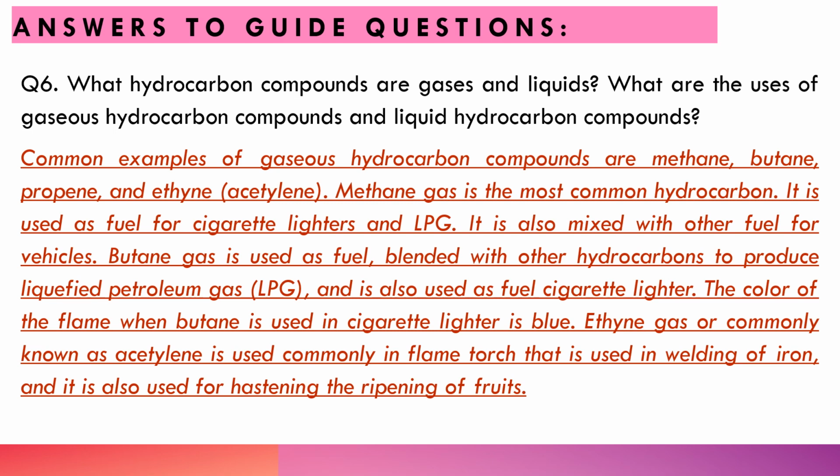Butane gas is used as fuel, blended with other hydrocarbons to produce liquefied petroleum gas, and is also used as fuel in cigarette lighters. The color of the flame when butane is used in a cigarette lighter is blue. Ethyne gas, or commonly known as acetylene, is used commonly in flame torches used in welding of iron, and it is also used for hastening the ripening of fruits.